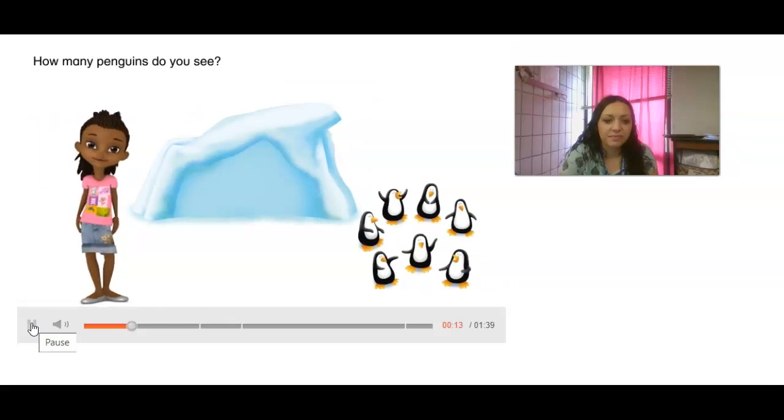How many penguins do you see? So let's think about that. Let's see how many penguins. I have 1, 2, 3, 4, 5, 6, 7. And if I didn't want to count, I could say, you know what? I see one kind of curved line of 4 and one little curved line of 3, and I know 4 plus 3 equals 7. There are 7 penguins.